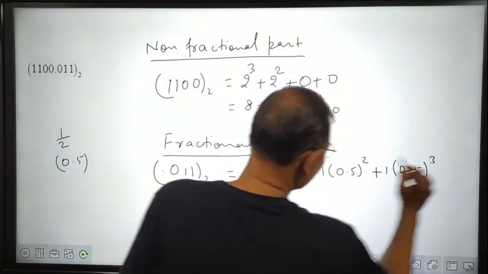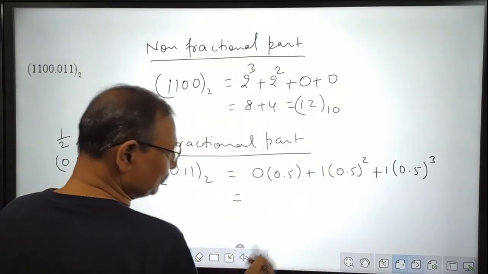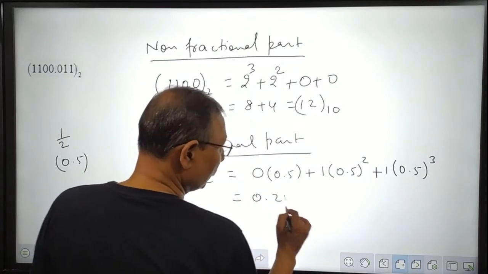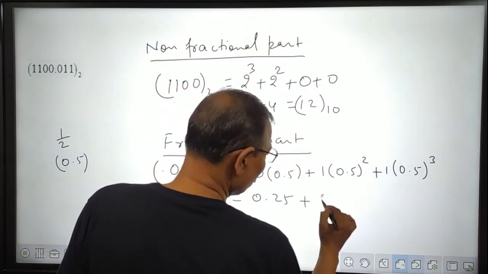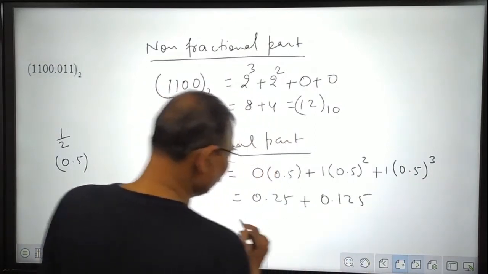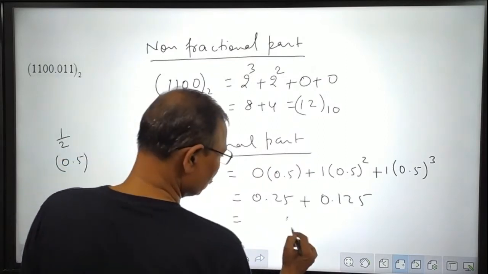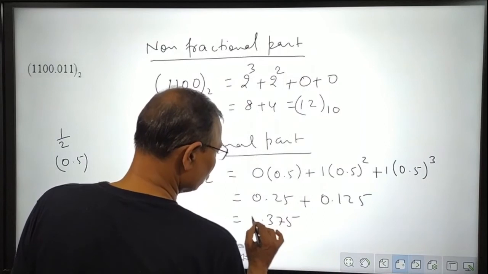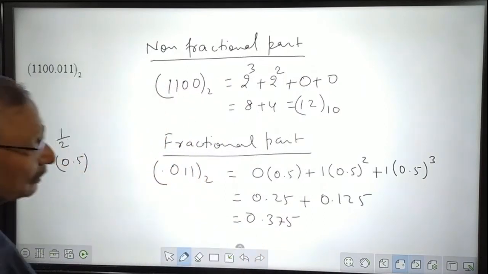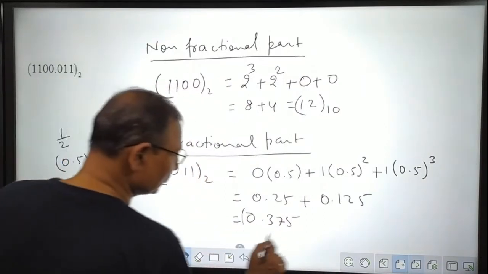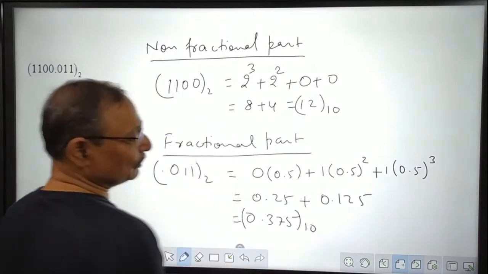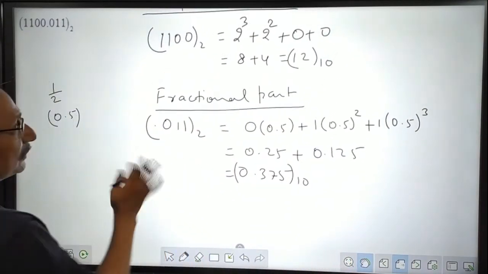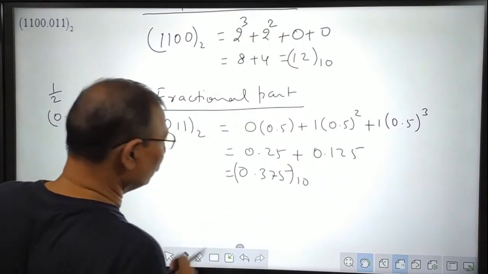Or in a simple way you can write the result as 0, to this one 0.25, and to this 0.125, and now add them together to get 5 plus 2 is 7, 2 plus 1 is 3, so 0.375 in the decimal system. And now write them together to get a mixed number.